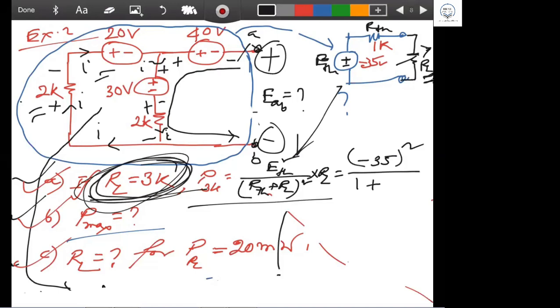RL is 3K, sir. 3K. So for 3K, what is the value? Can you follow me? Into 3. That's it. And that gives you the answer. Now tell me what is the answer you get.